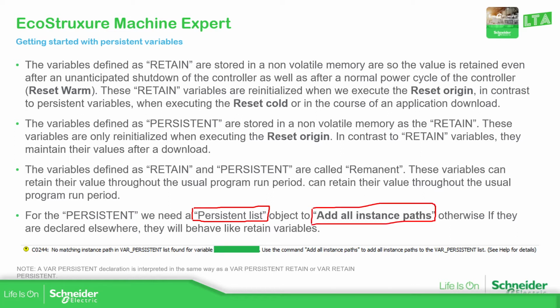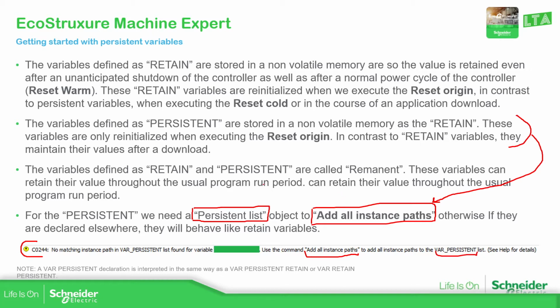This instance path will add all the variables that we have defined as persistent. Okay. Otherwise, if you define this on the GBL as a retain persistent, you will receive this message over here, that the variable you have defined as retain persistent or only persistent needs to use the command add all instance on the persistent variable list that we have created. I'm going to show you.